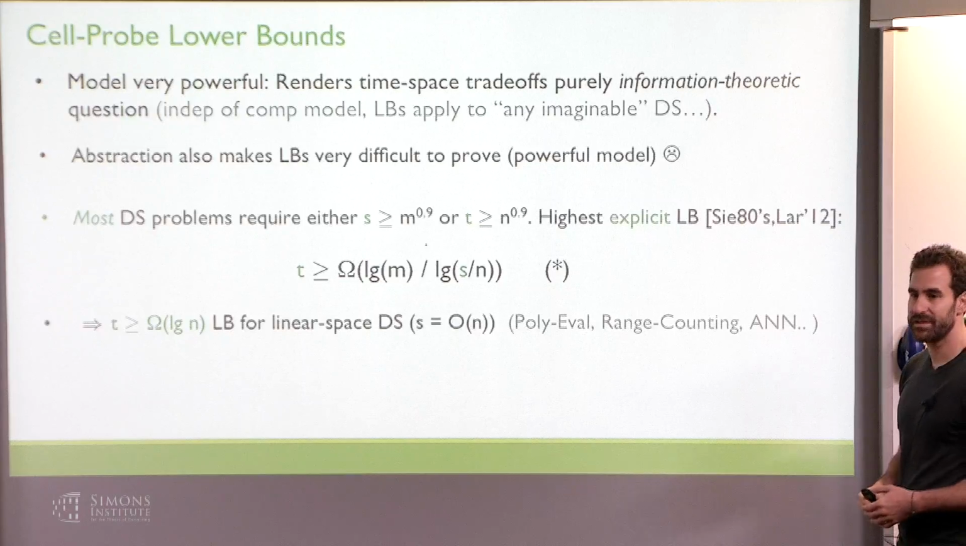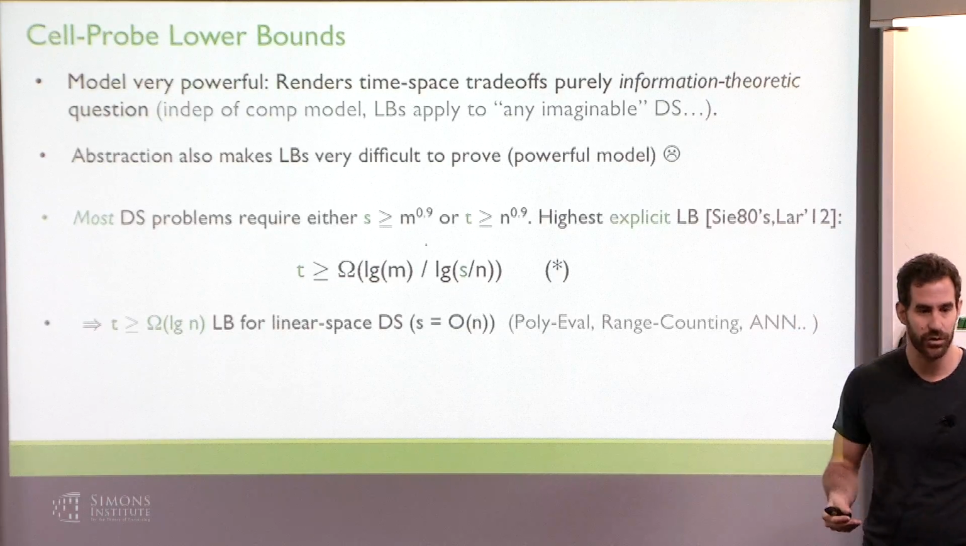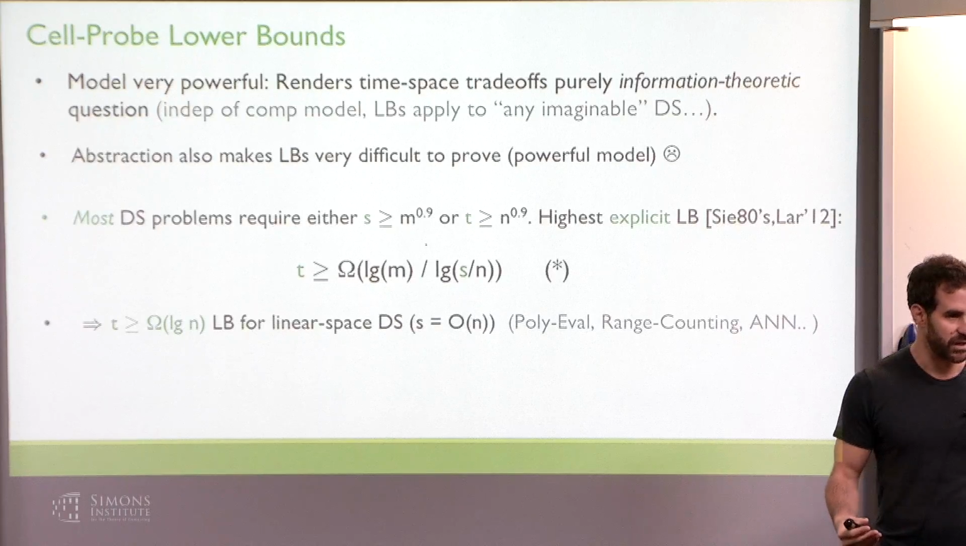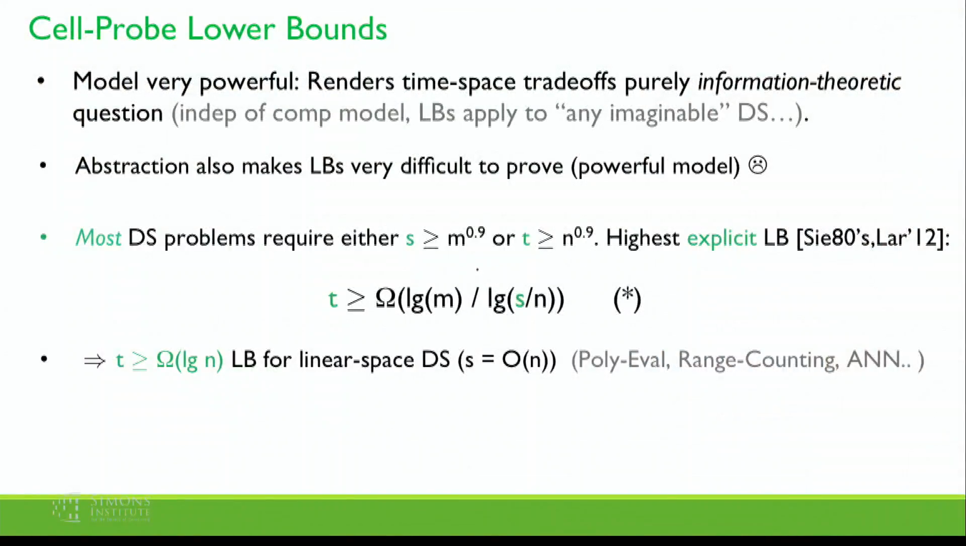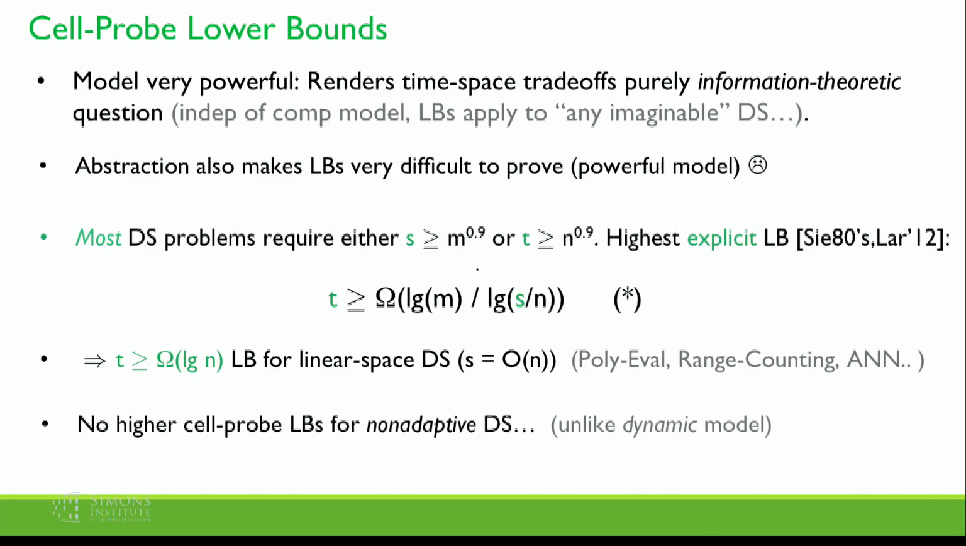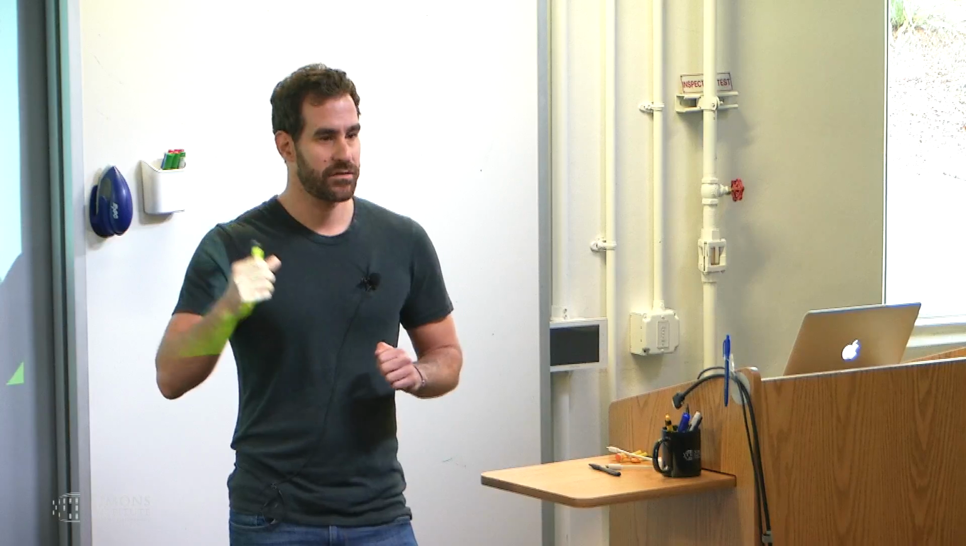The good news is it was proven not just for contrived problems, but for problems we actually care about. So Larsen proved it for the polynomial evaluation problem, for range counting, and for near neighbor search, maybe up to a log n loss in the query. So we have this lower bound for problems we care about. Unfortunately, there are no higher lower bounds, even for non-adaptive data structures. So we don't know how to separate adaptive from non-adaptive data structures in the static model.